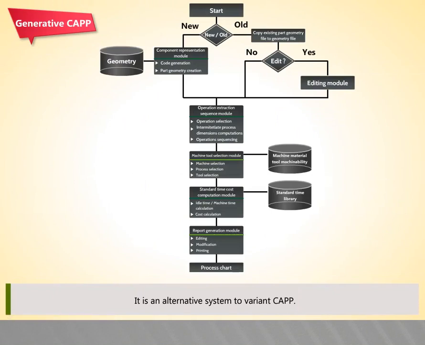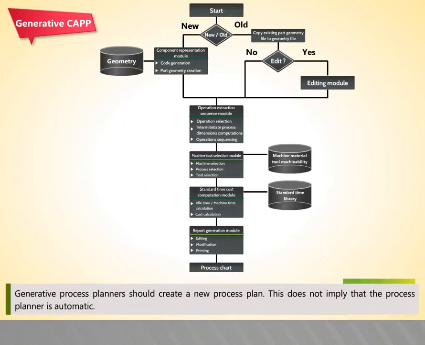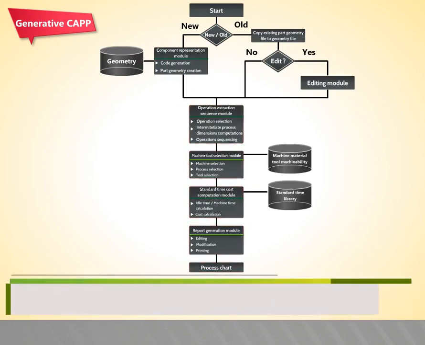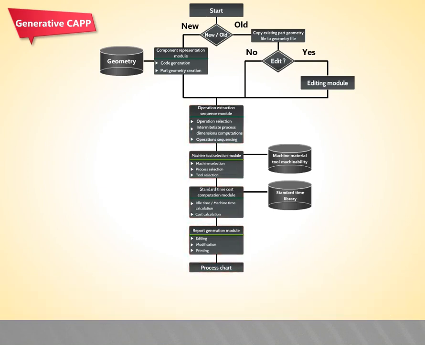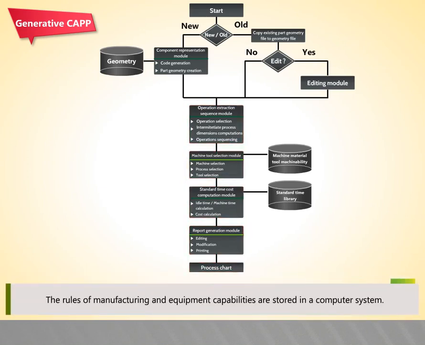It is an alternative system to variant CAPP. Generative process planners should create a new process plan. This does not imply that the process planner is automatic. A generative CAPP creates a process plan using a systematic procedure rather than retrieving and editing plans from a database. The rules of manufacturing and equipment capabilities are stored in a computer system.